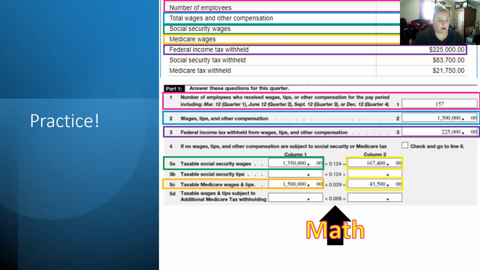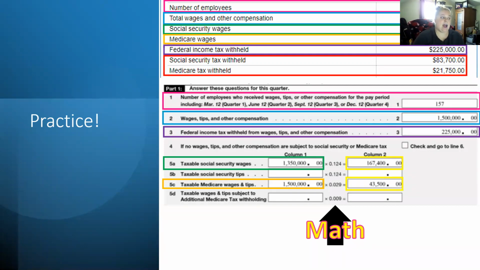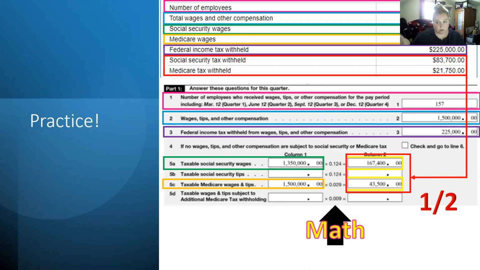In this particular example, they don't have any tips and they don't have anything that's subject to additional Medicare withholding. So to check and make sure that everything is correct, I'm going to look at the actual Social Security tax that was withheld and the Medicare tax that was withheld. Now, the withheld portion is only half of what actually is due because the employer also pays the other half. So if I look at those numbers and take half of them, I want to make sure that the numbers withheld from my employees' checks are half of what I got on the calculation when I did my 941.